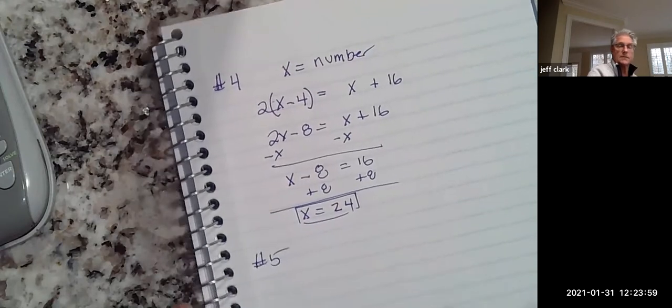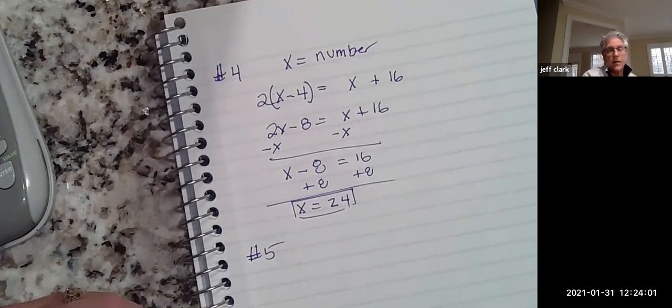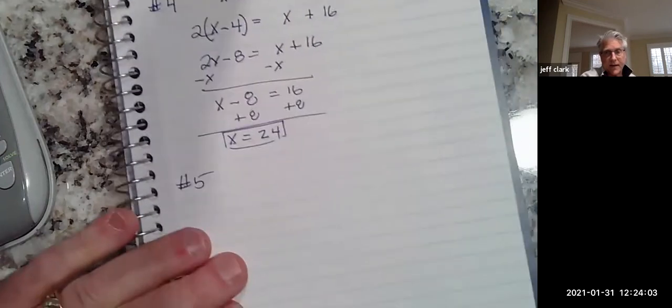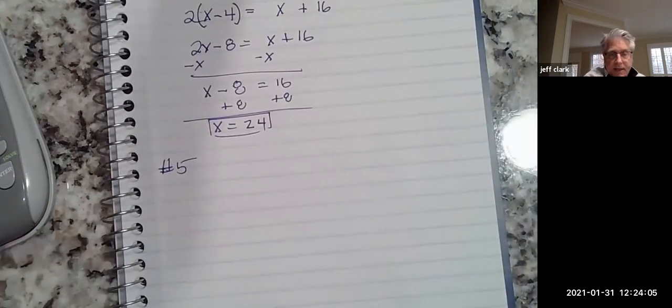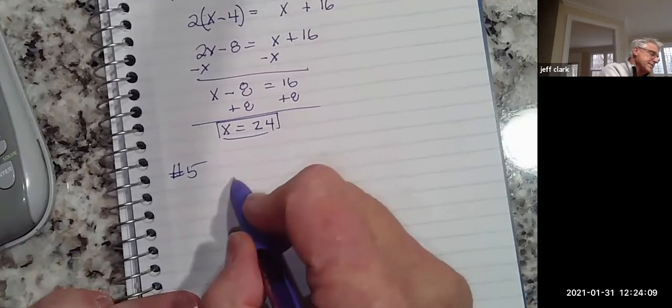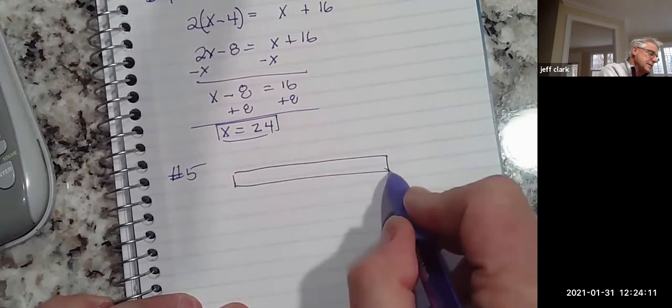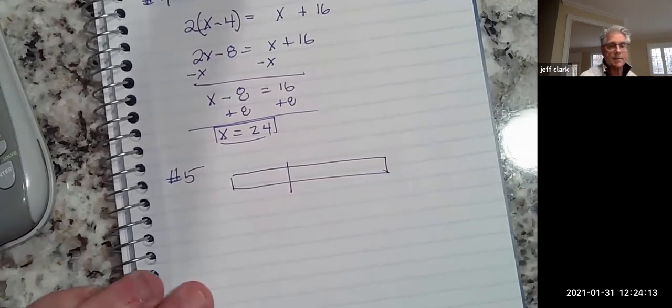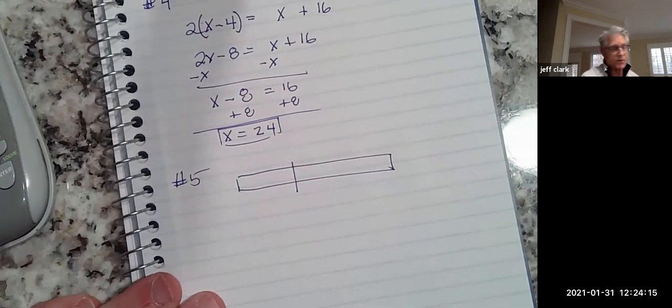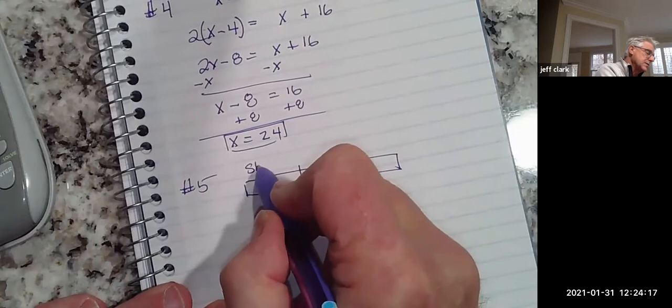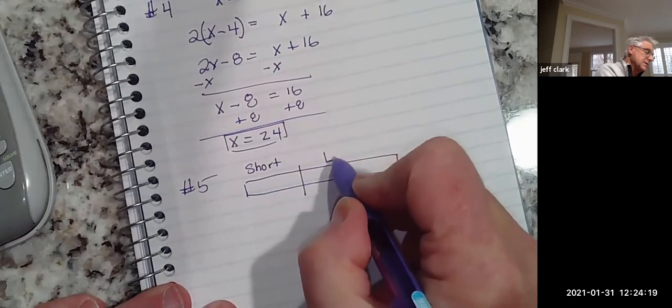Okay, number 5. Now in your packet, I'll just leave it there. Number 5 indicates you got a piece of lumber and you're going to cut it in a certain way. So here's your piece of lumber. You're going to cut it right about there. So one's a short piece and one's a long piece. Let's call this the short, and this is long.